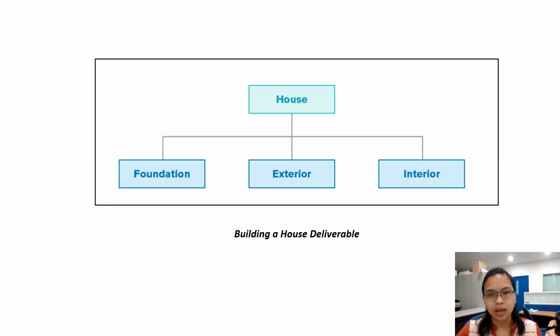Here, I have prepared a simple deliverable list of how to build a house. The first one, we must have the foundation. Second is the exterior. The third, interior. But for each deliverable, there must be a responsible team doing it. For example, the team doing the foundation cannot be the same team doing the exterior.